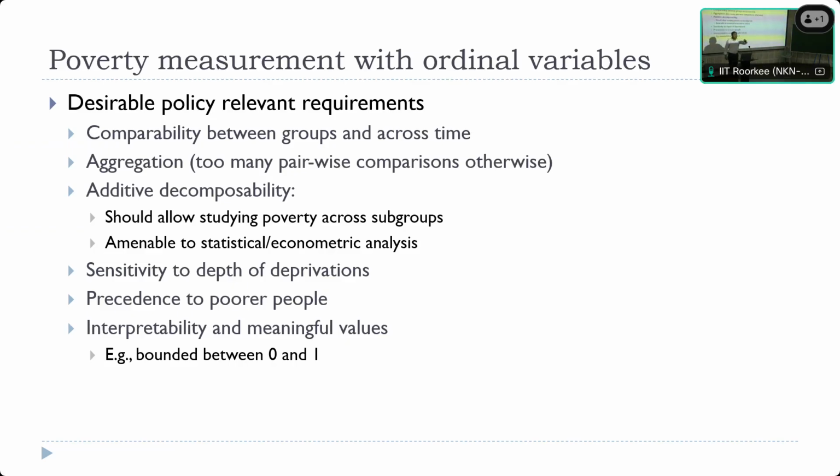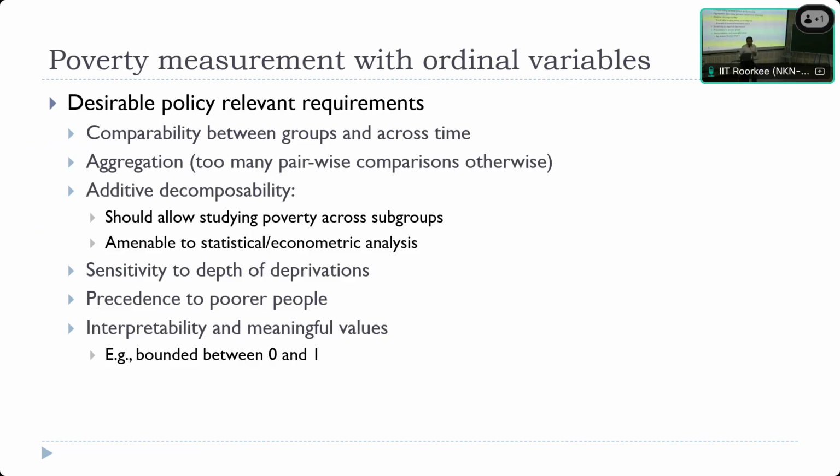That means how do we design a measure so that we give incentive to the policymaker to help the poorest first. We call this concept here precedence to poorer people. That means you are giving priority to poorer people. And then, of course, you want it to be easily interpretable. It lies between 0 and 1 and so on. So these are the features you want in your poverty measure. The question is, how can we design it so that we can understand it better, yet it is meaningful.